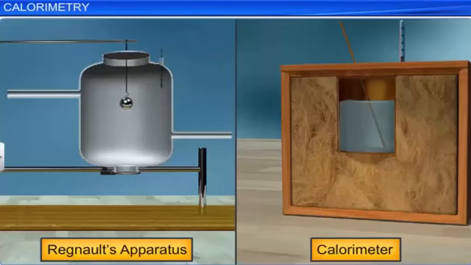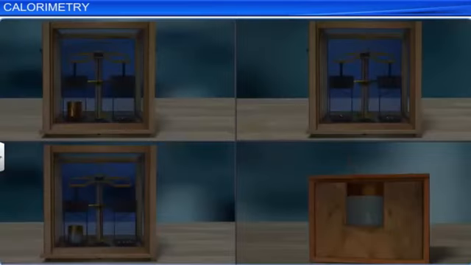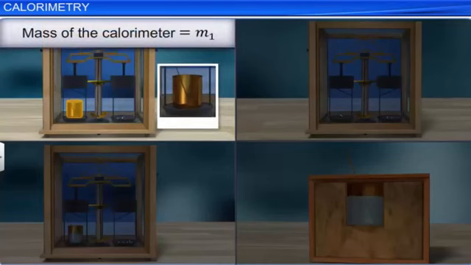To do this, a Regnault's apparatus and a calorimeter are used. As we use water in the calorimeter, we need to take a solid that is denser than water and insoluble in water, say a metal ball. First, the calorimeter with stirrer is weighed using a physical balance. Let its mass be M1.